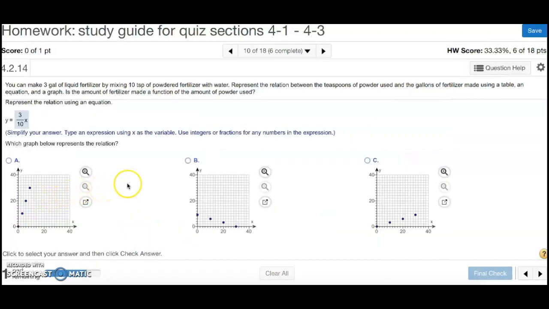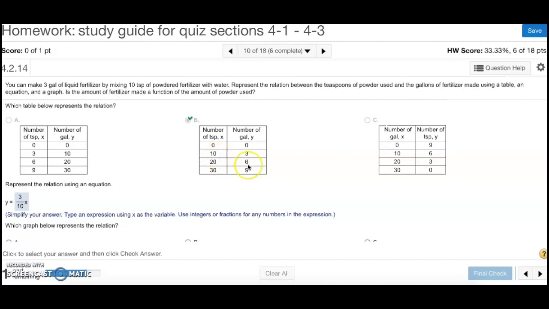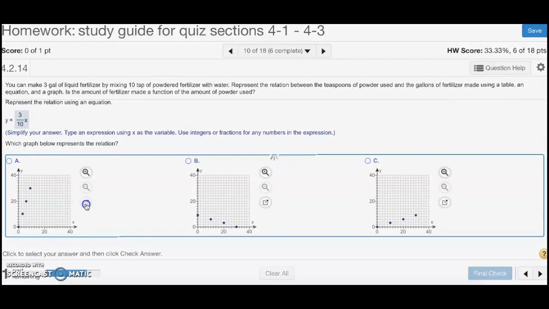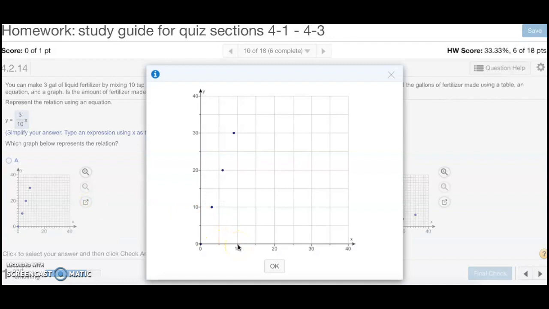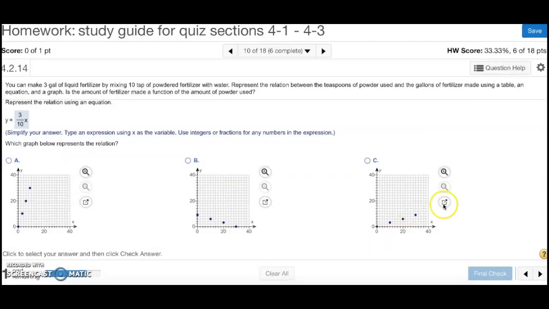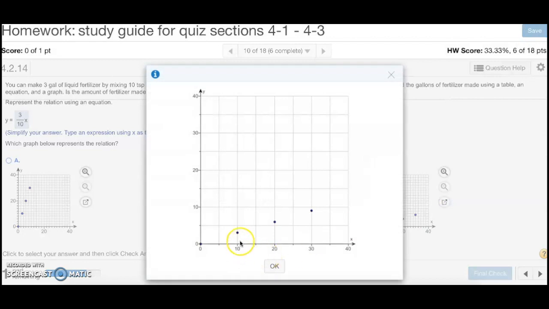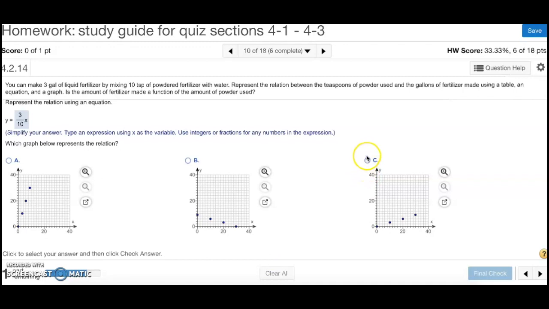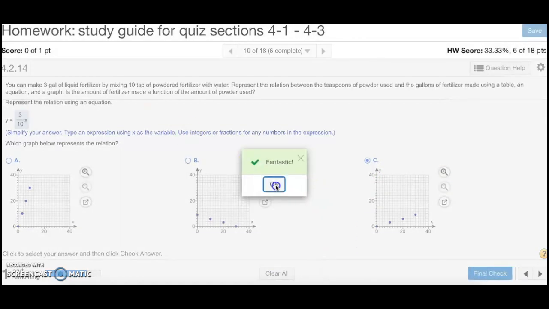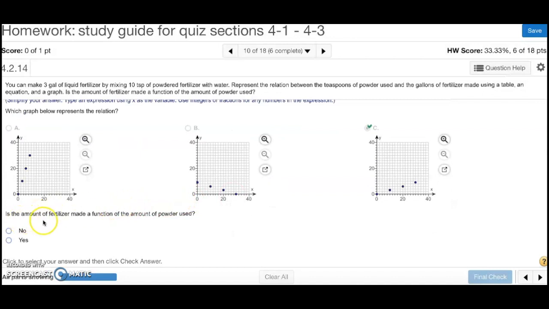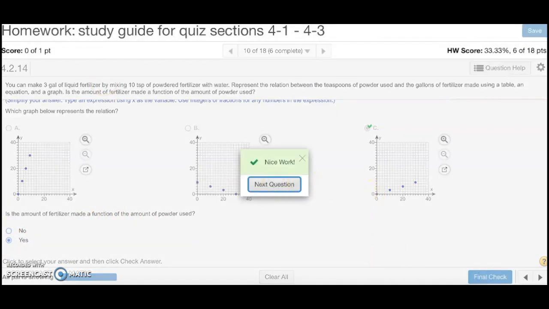And now for my graph, it's increasing, so it's not going to be B. And I have 0, 0 as a point on both of them, as it should be. My second point would be 10, 3. So looking at, hey, here's 10. Go up to 3, there's no point there. So it can't be A. Let's look at C. There's 10 for X and 3 for Y. So that means it is going to be C. So is the amount of fertilizer made a function of the amount of powder used? That is going to be yes. And that's number 10.